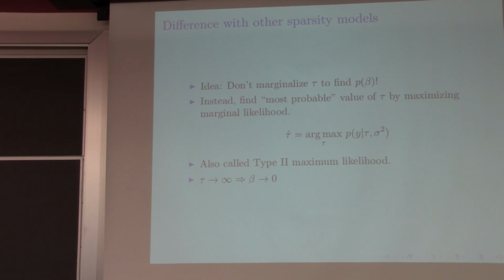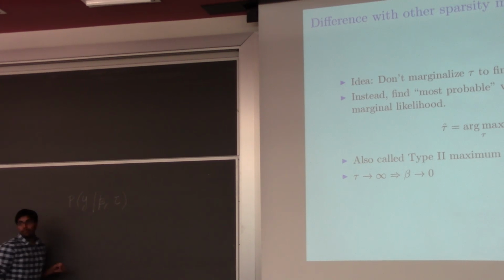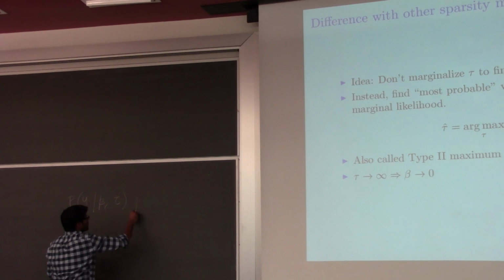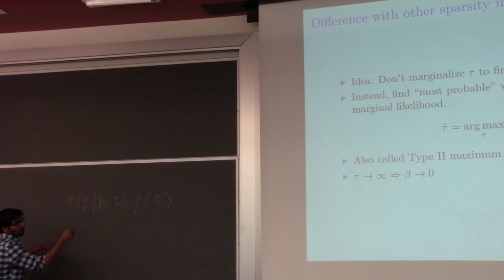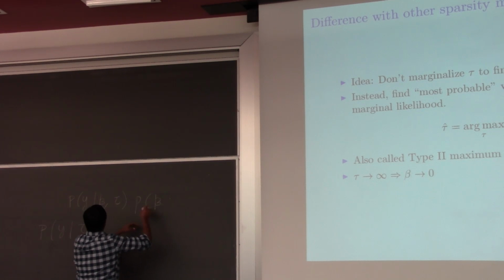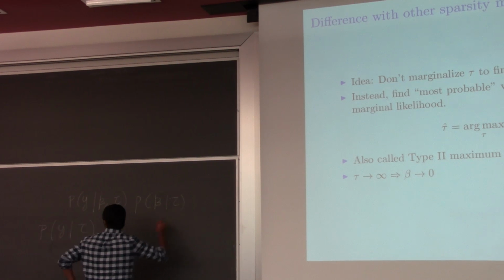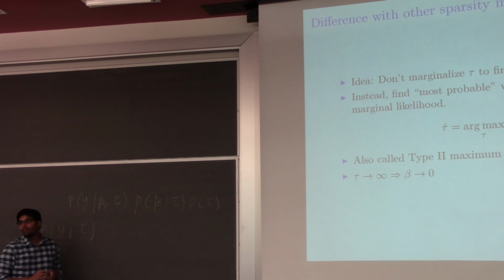So your likelihood is P of y given beta, right? And then you have a prior, which is P of beta given tau. And the marginal likelihood is P of y given tau. Prior should be on beta, right? Oh, sorry. Yeah, beta given tau. And yeah, you will have a P of tau. That will become the joint distribution. Right.